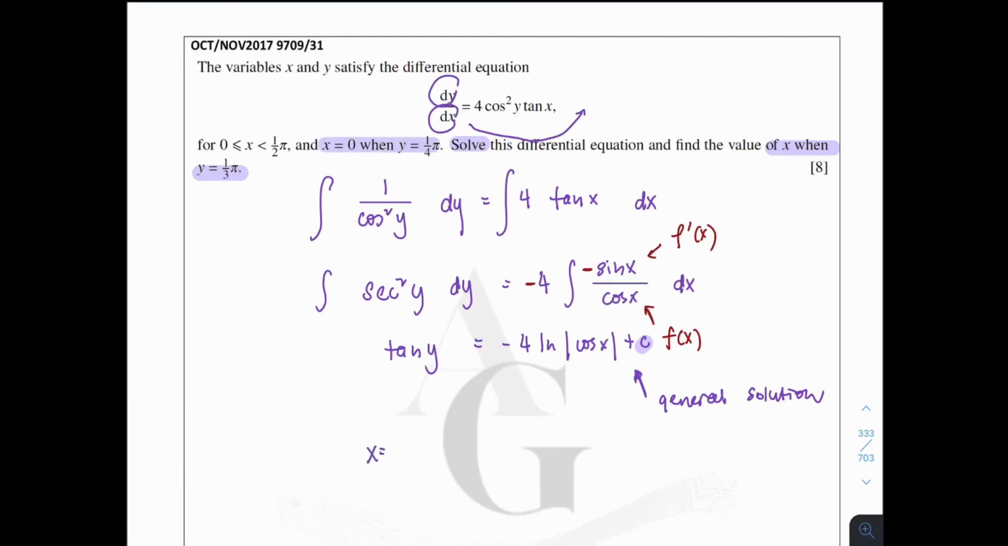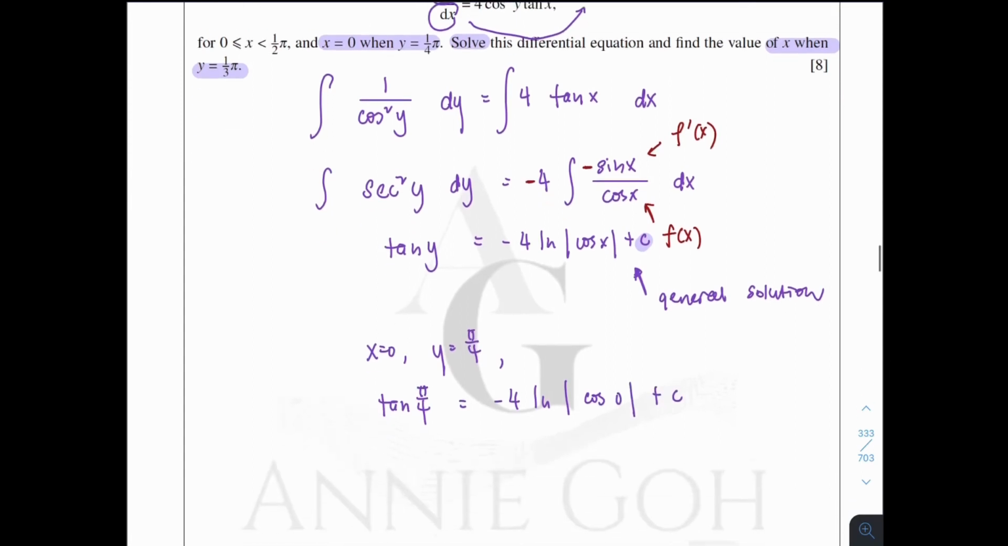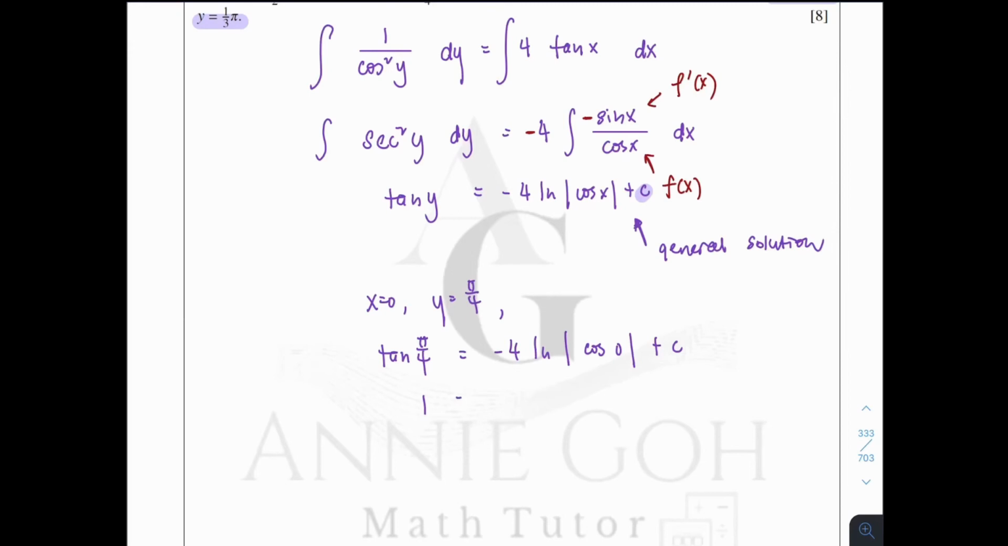So now when x equals 0, y equals pi over 4. So you just need to sub in tangent pi over 4 equals negative 4 ln cos 0 plus c. And hence, you will get 1 equals negative 4 ln 1 plus c. And c will be equal to 1. And therefore, the solution will be just tangent y equals negative 4 ln cos x plus 1. And this solution is called a particular solution.